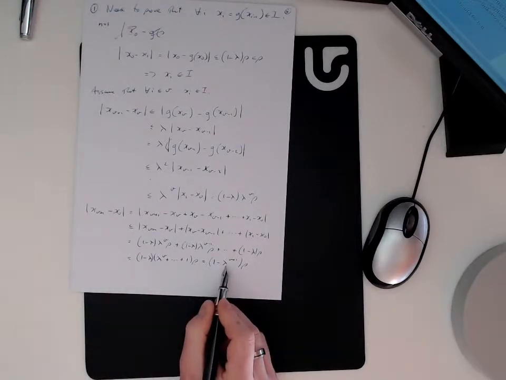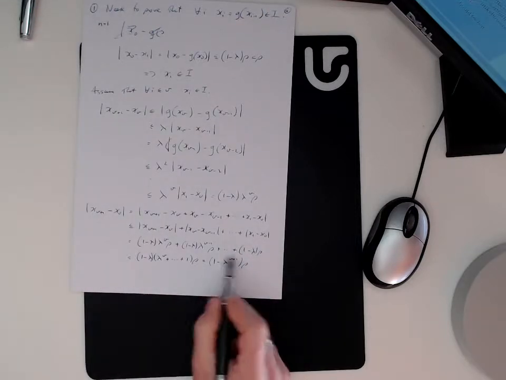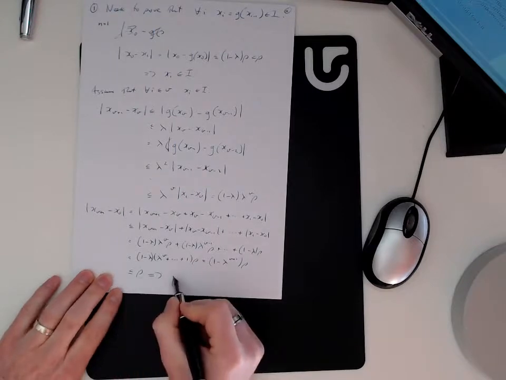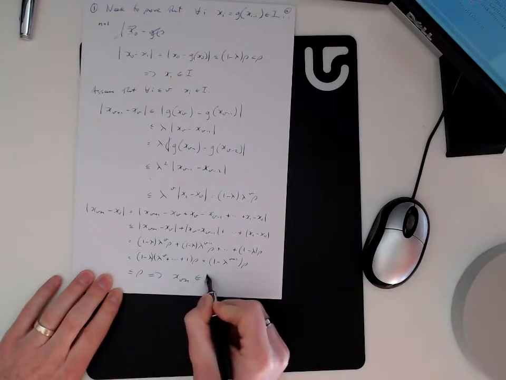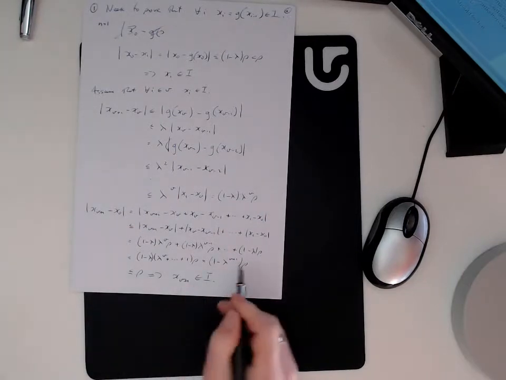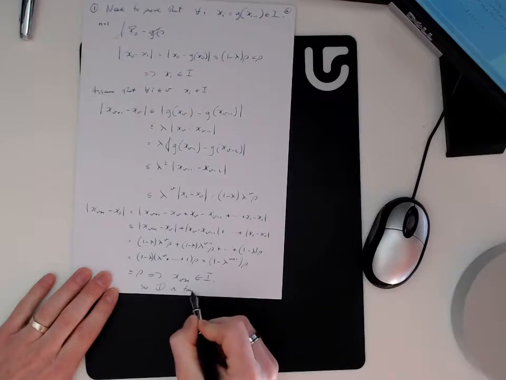Anyway, lambda is less than 1, because I assumed lambda is less than 1. This is less than 1. This is less than rho, and that implies that x_{v+1} is inside I. The inductive proof is complete, and so 1 is true.